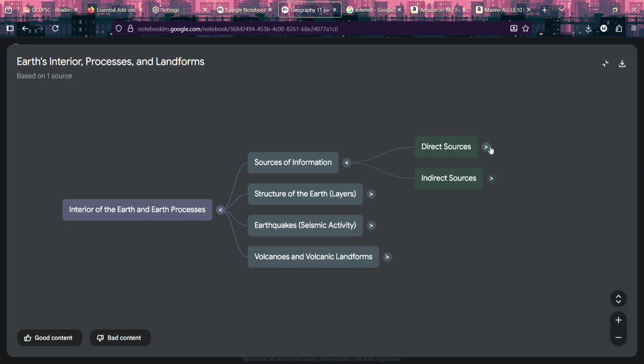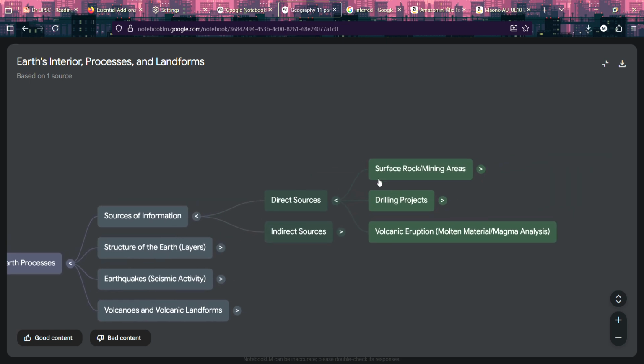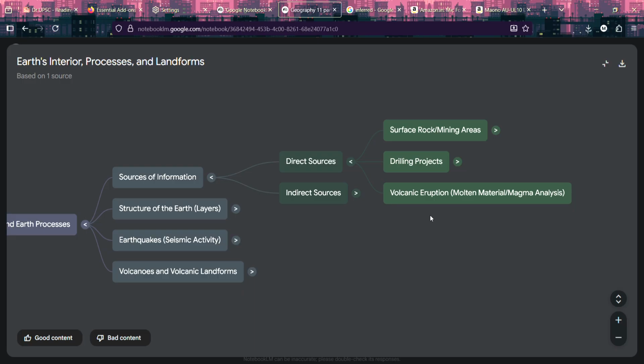The direct sources are like volcanoes, and like the crust of Earth. Surface mining area, drill project, volcanic eruption, molten material are the direct sources.